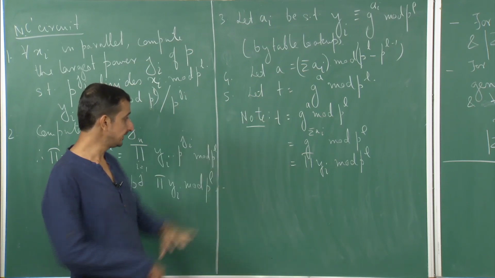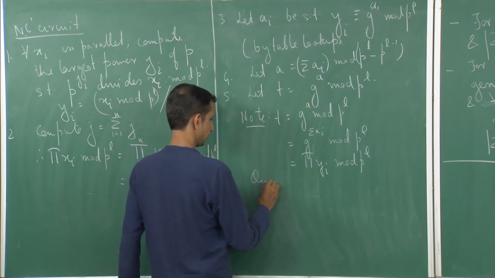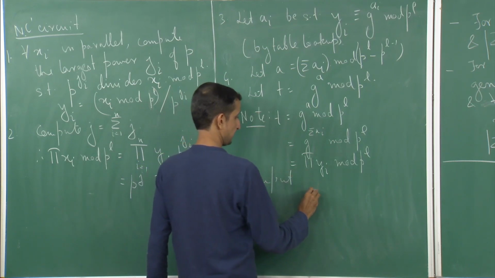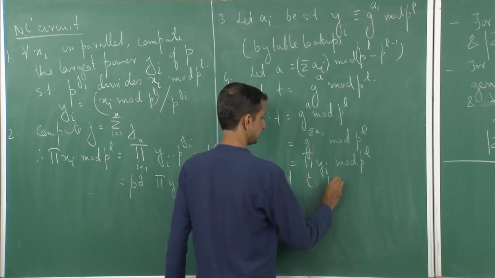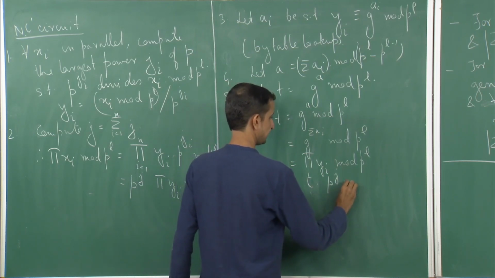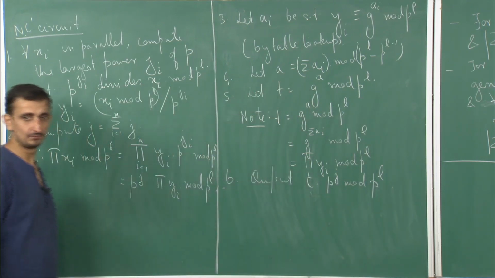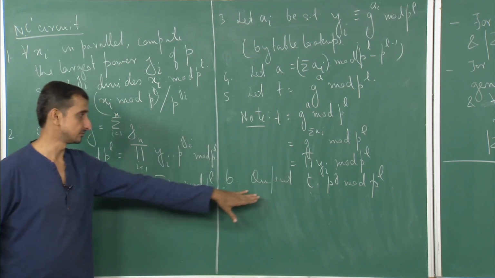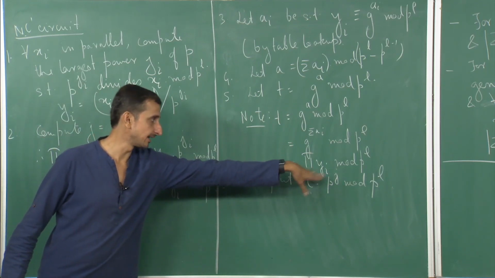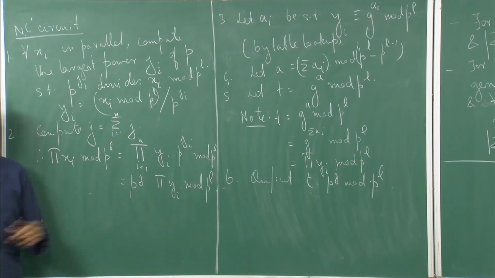Okay, so we compute t, and then in the sixth step what we will do is that we will just output t times p to the power j modulo p to the power l. That's all. So why is this the correct answer? So this is the analysis. Because t is nothing but product of yi mod p to the power l, and that times p to the power j is this for us.